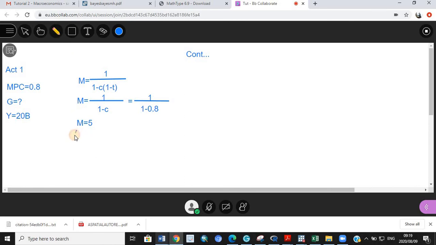We will say change in Y is going to be equal to, I will denote change as C, the multiplier, M, multiplied by the change in government spending.